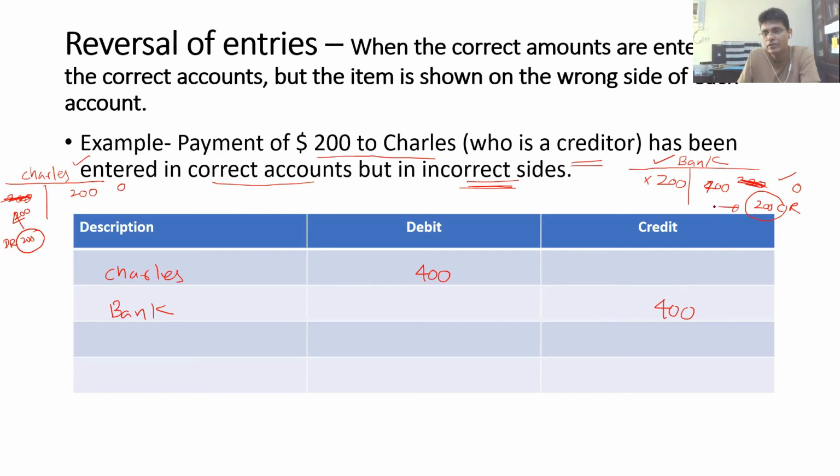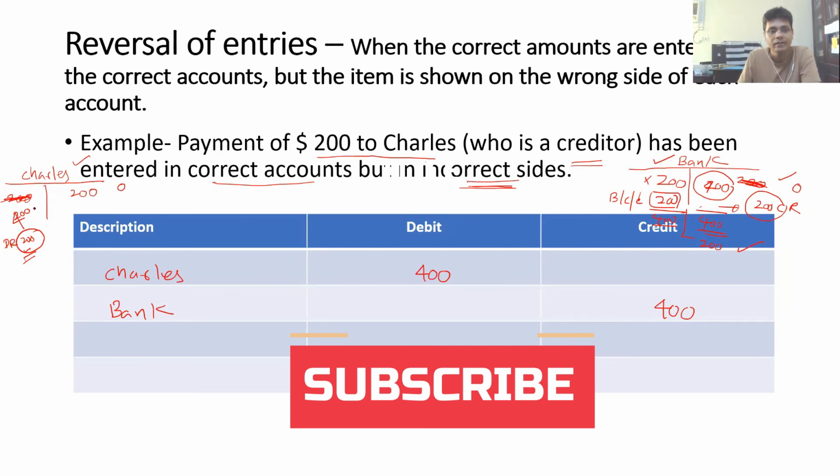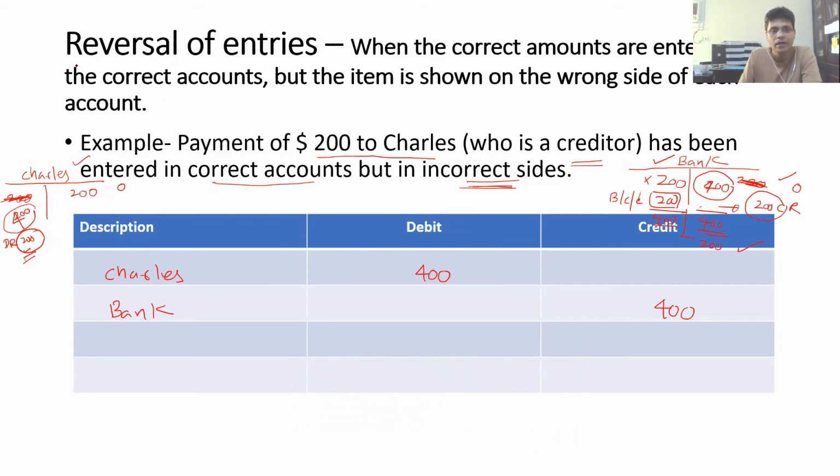If you balance off this account, this is 400, balance carried down 200. This will reflect here as 200 credit balance. And same thing for Charles also. So this is a balance brought down, balance will be 200. To reflect this, you need to credit and debit the double the amount. So therefore, please remember, if it is a reversal of entry, it has to be double the amount.